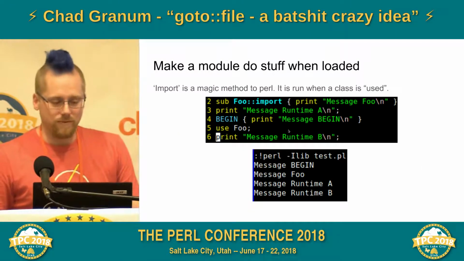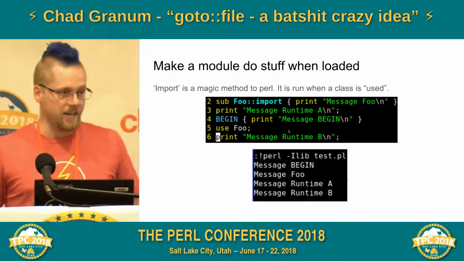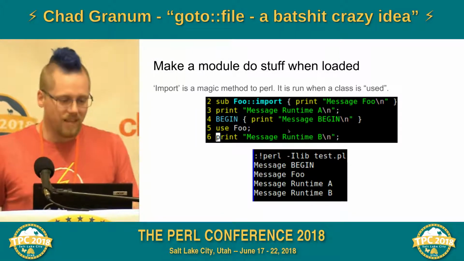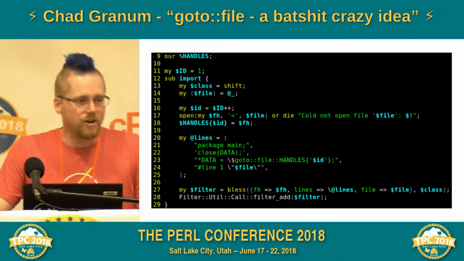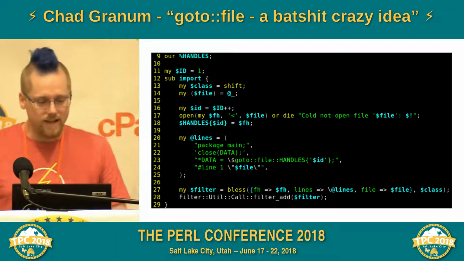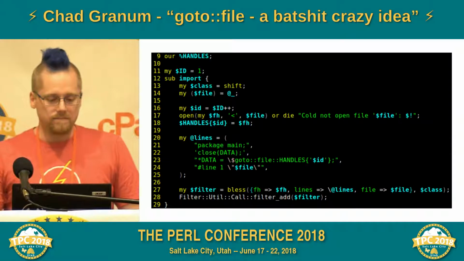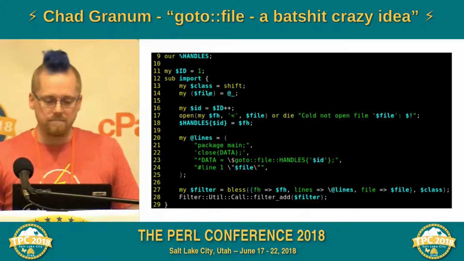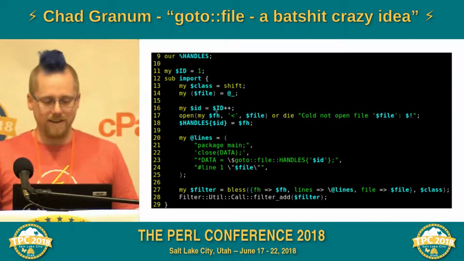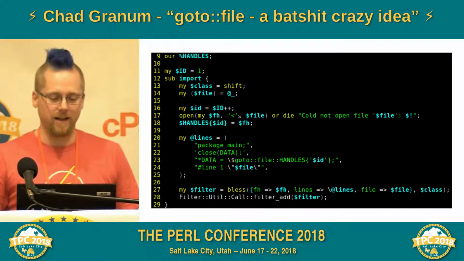Making a module do stuff when loaded. I don't think I need to explain import to most of you here, so I'm just going to blast right through this slide. Now I'm going to show you the source code for goto file. This is the first of 2 slides that show the source. So we import with a file name. We got an ID so that we can look up this specific change later. We open a file handle to the new file, and we stash it away for later lookup under that ID.